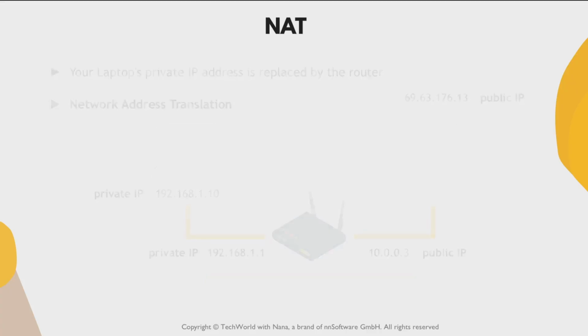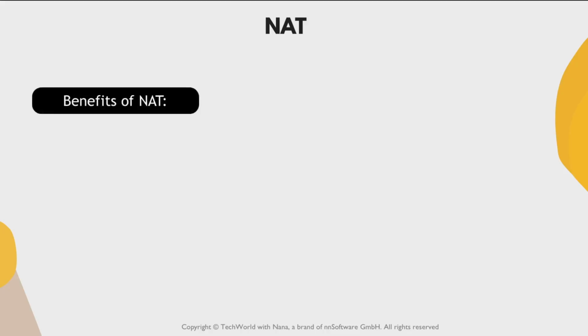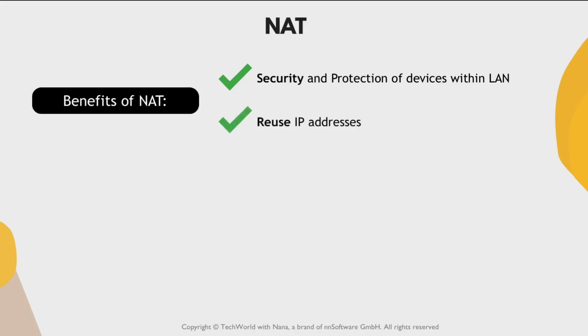And NAT is a very important concept and has two main advantages. One of them is security and protection of devices on the LAN, because your IP address isn't directly exposed and no one can talk to it directly. And the second one is that we can reuse IP address ranges multiple times without conflicting with each other.